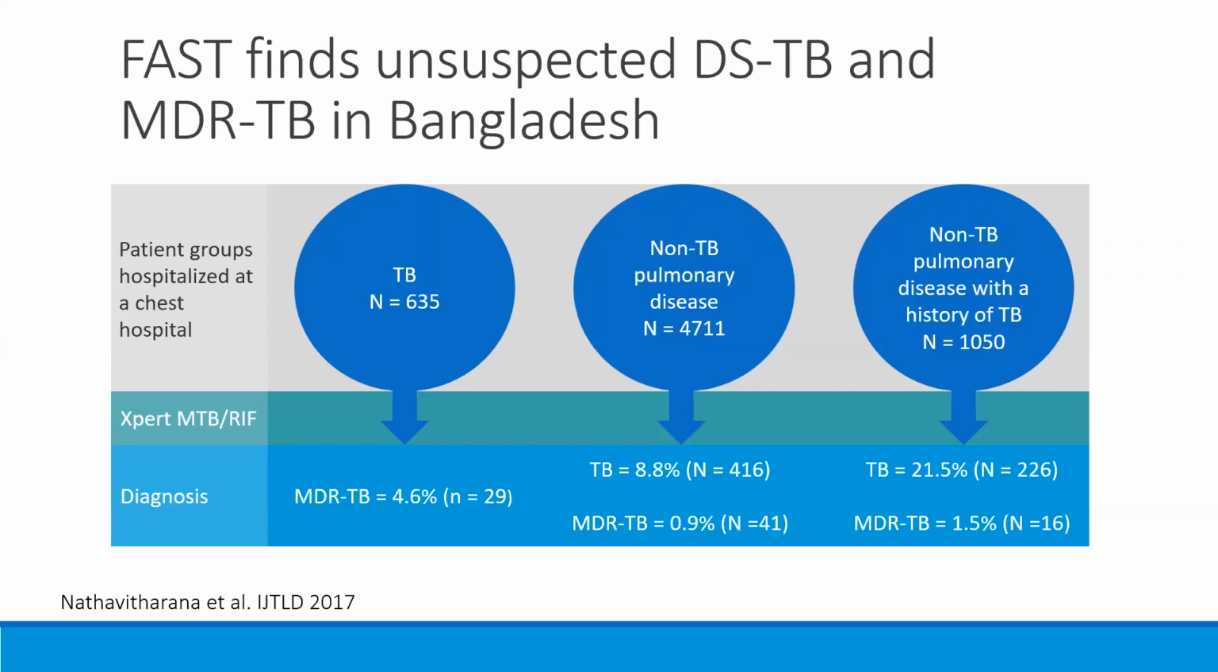But 8.8, so in patients who had some other lung disease, no suspicion for tuberculosis, FAST detected TB in 8.8% of those patients. And then in patients who are coming in with some other lung disease, but also a history of TB, 21% of them actually had TB, in addition to whatever sort of non-pulmonary disease was initially thought to be driving their presentation. So I think this is pretty clear evidence that there are patients with TB being admitted to chest hospitals, at least in Bangladesh, that would have gone undetected without screening.